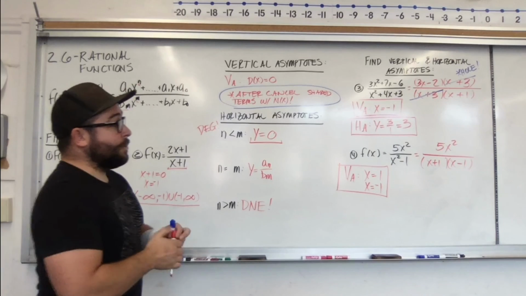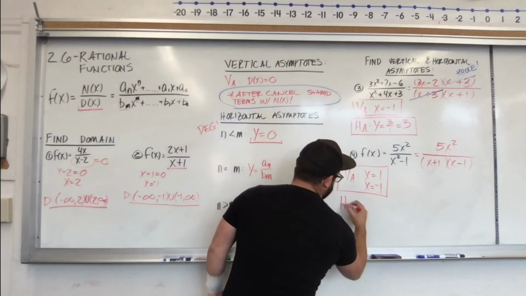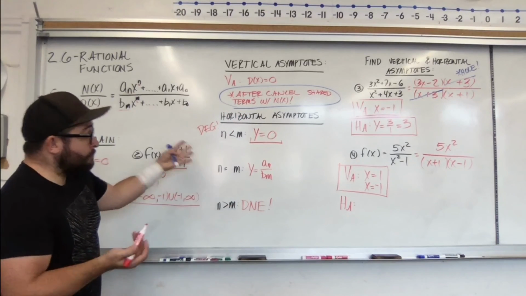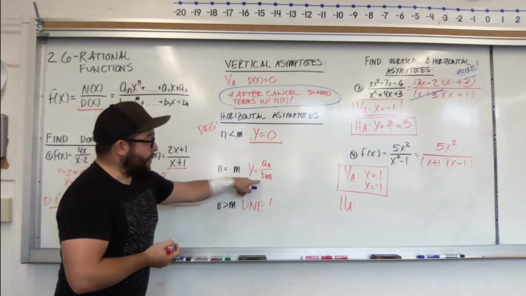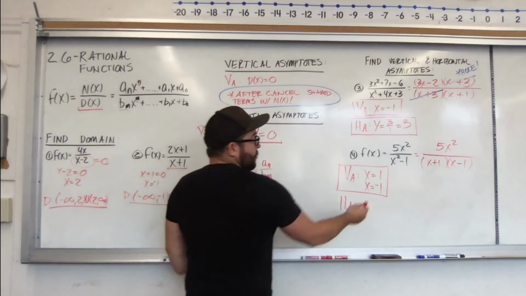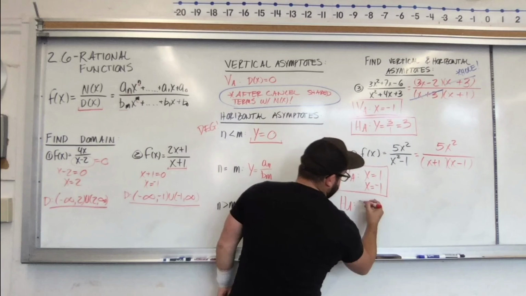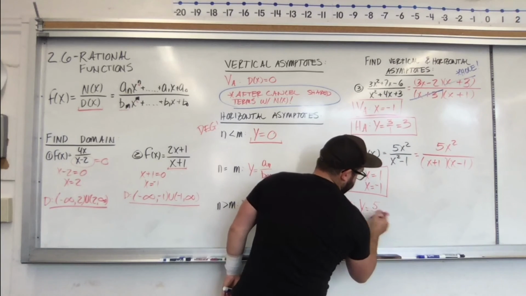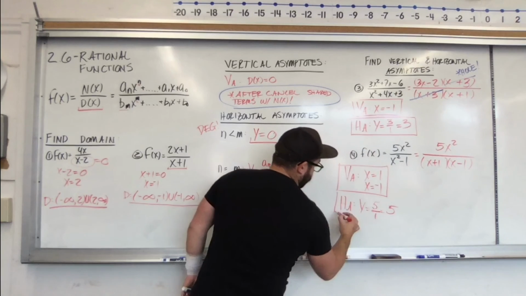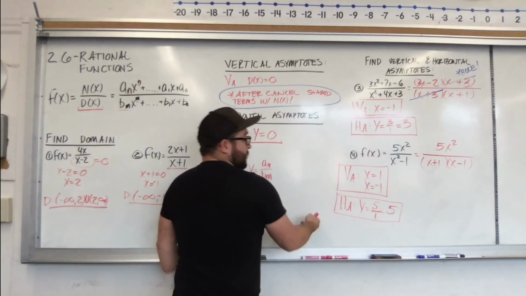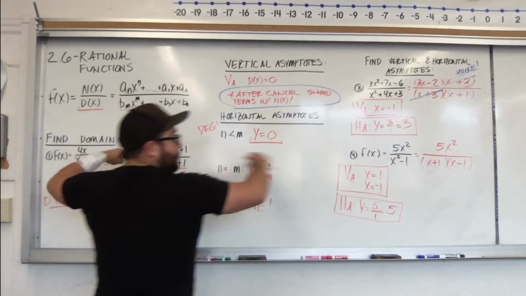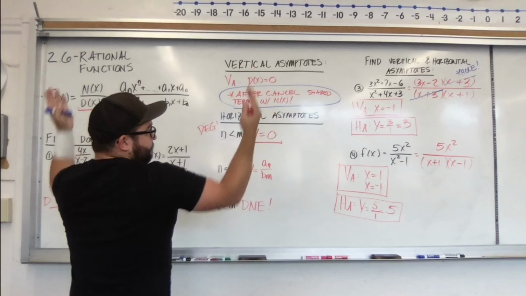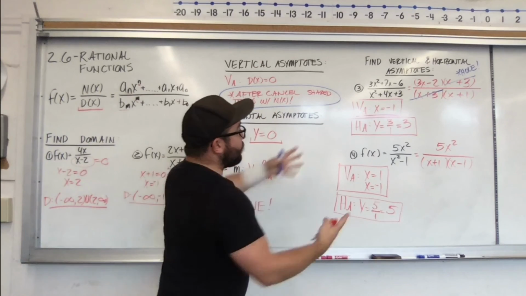And then lastly, you're looking at, for horizontal, what are our 2 degrees? Oh, degree of top is squared, down below is squared. Same degrees means we look at the ratio of those leading coefficients, which for us is 5 over 1. Y equals 5 over 1, or we could simplify that to 5. Which means up at 5, we would have a horizontal asymptote, and at x equals 1 and negative 1, we would have vertical. So now we know how to find these things.